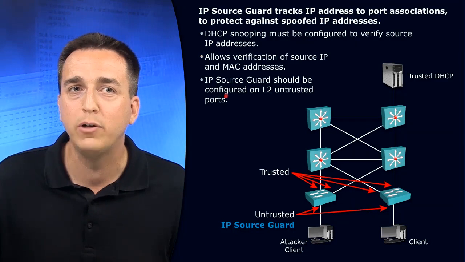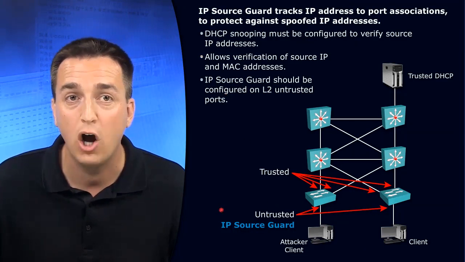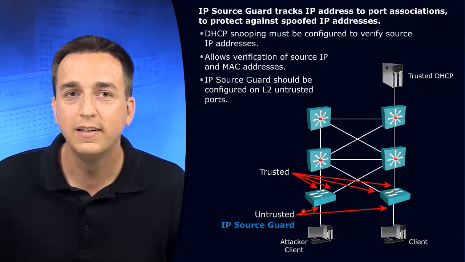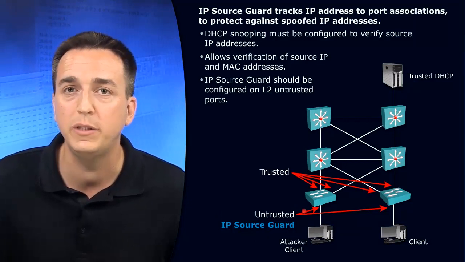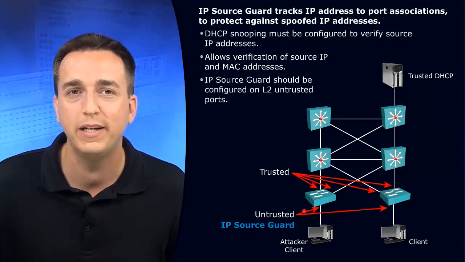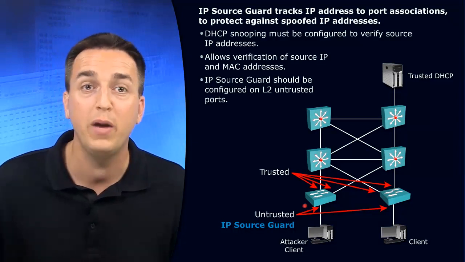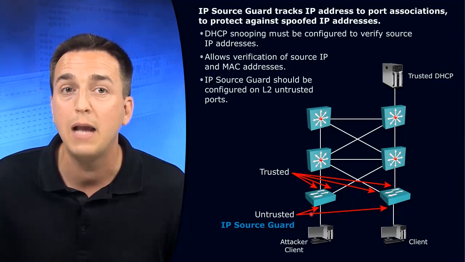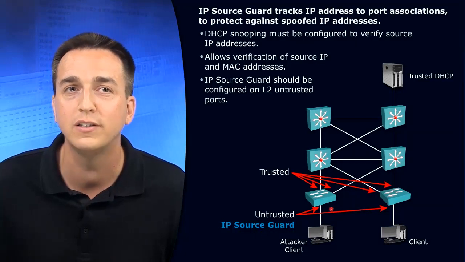So where do we enable IP Source Guard? We're going to enable it on those untrusted interfaces. So it's relying on DHCP snooping. DHCP snooping has to be enabled. So with DHCP snooping, we have our untrusted interfaces and our trusted interfaces. So you simply enable IP Source Guard on those untrusted interfaces.